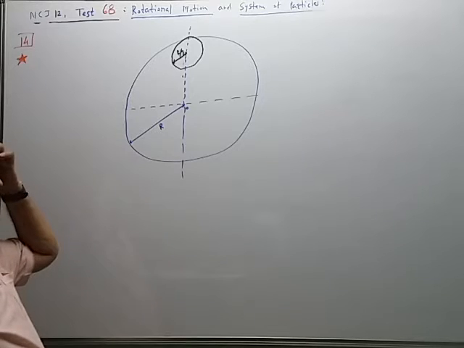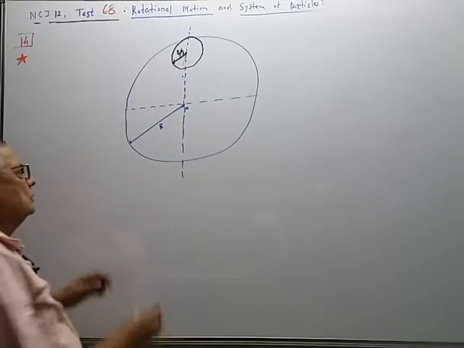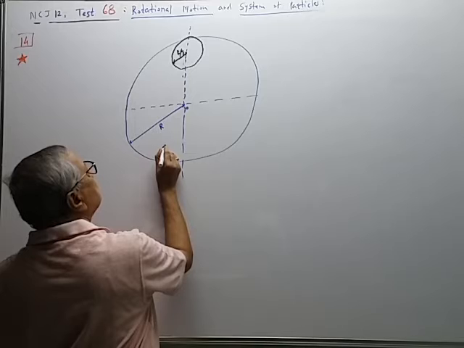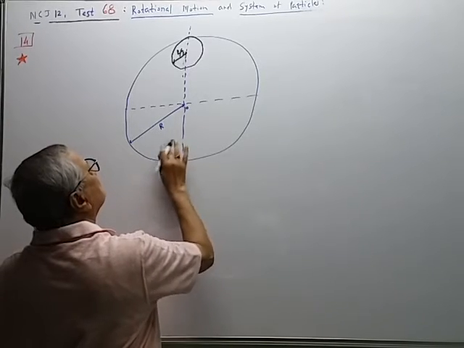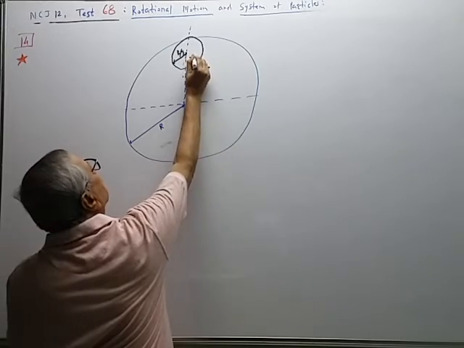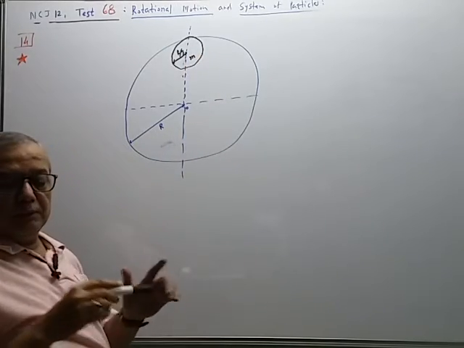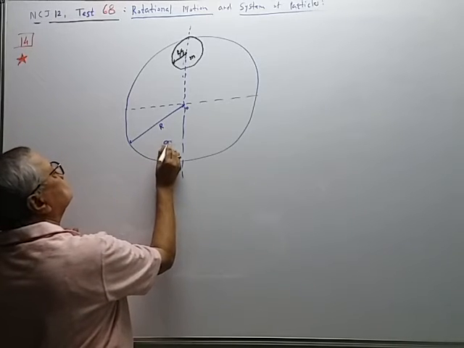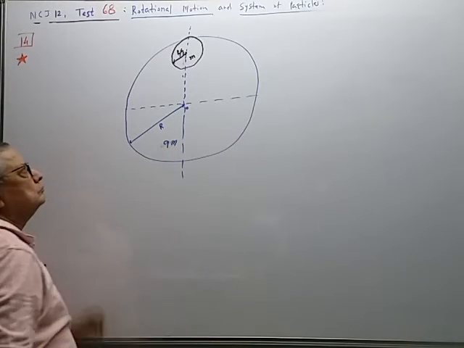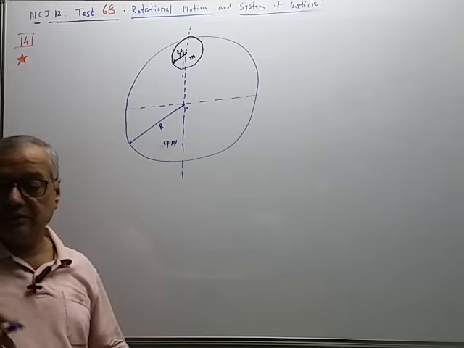R by 3. So this total mass is 9M and this mass is smaller. The removed mass is smaller. Like this.